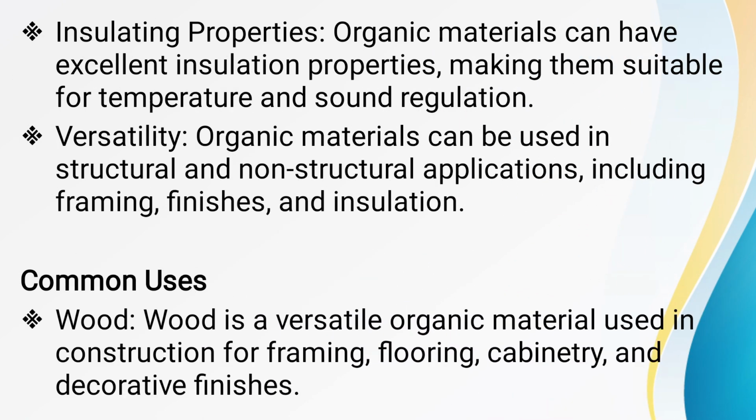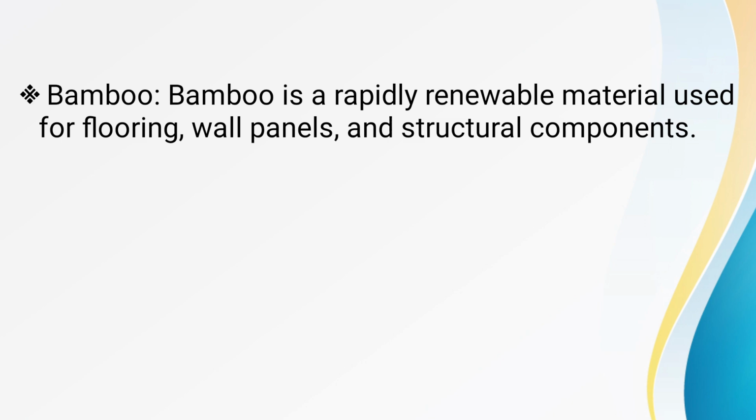Let's look at the common uses of organic materials. One, we have wood. Wood is a versatile organic material used in construction for framing, flooring, cabinetry, and decorative finishes. Two, bamboo. Bamboo is a rapidly renewable material used for flooring, wall panels, and structural components.